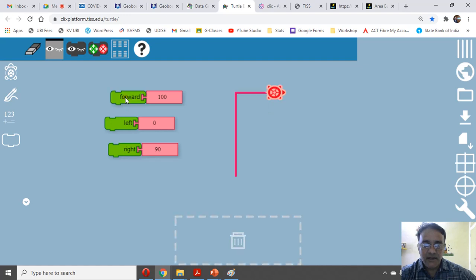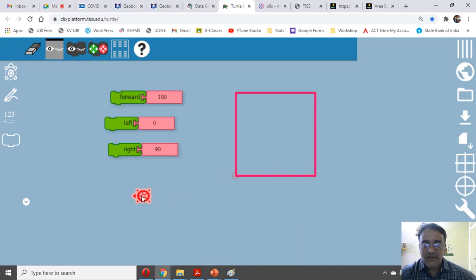Again we click 2 times forward, because in a square all 4 sides are equal. Again 90 degrees, again 2 times forward, again 90 degrees, 2 times forward. So our square is completed. Like that we can give any task to the student, that we can draw even an equilateral triangle, right triangle, rectangle. Any shapes we can draw using this turtle block game.